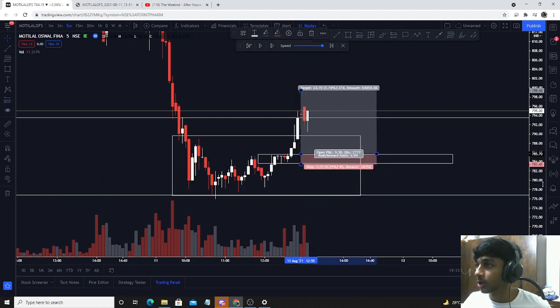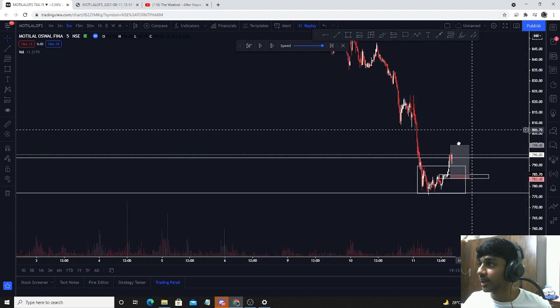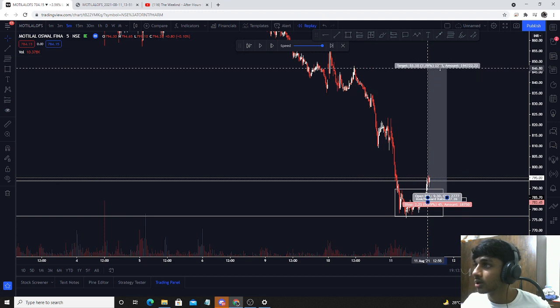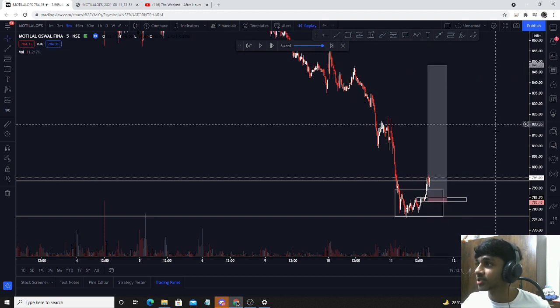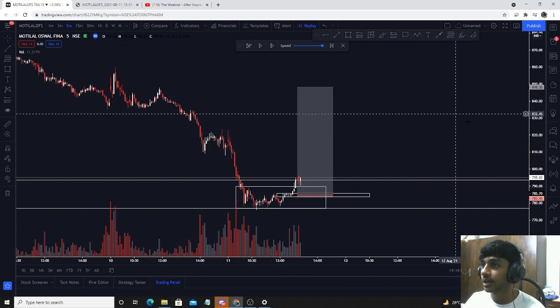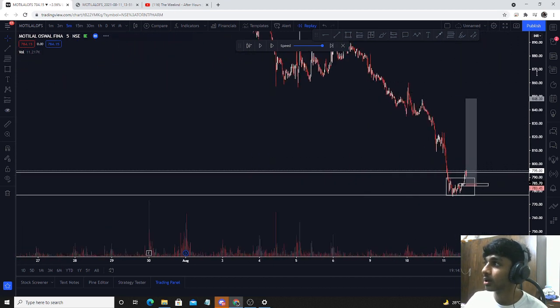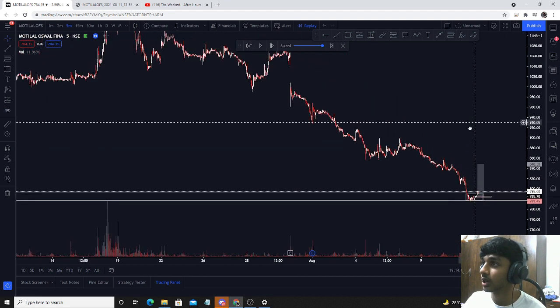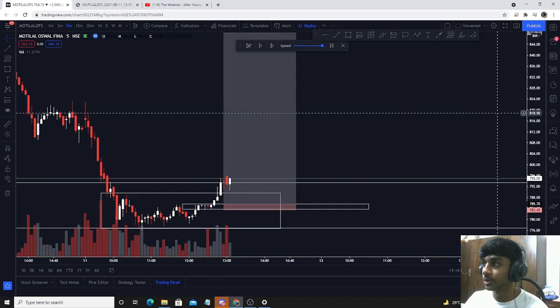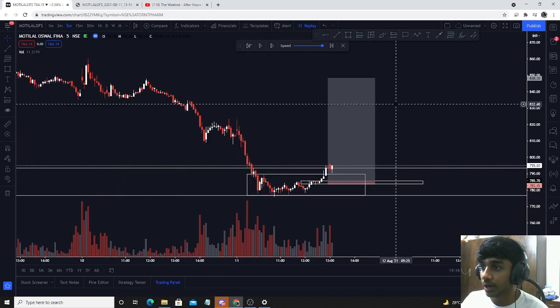My SL was right below these lows, and my first target was somewhere around this area. Basically it was a 1:28 almost. So this was my first target. I expected it to move further higher, but that did not happen, and I was out of the trade. But still, it ended up being a very good trade.